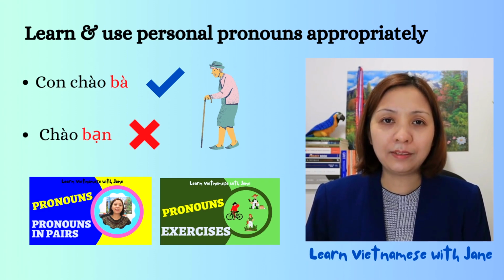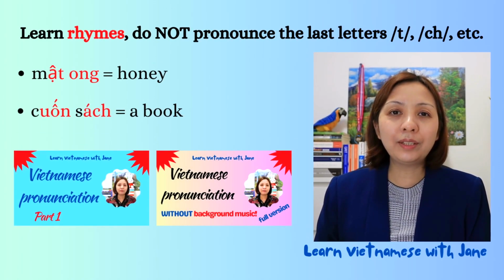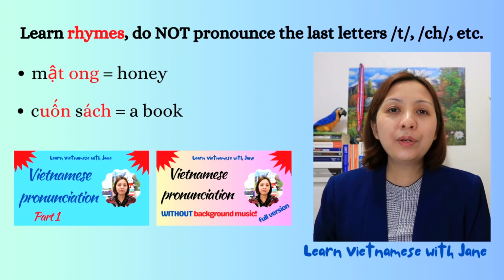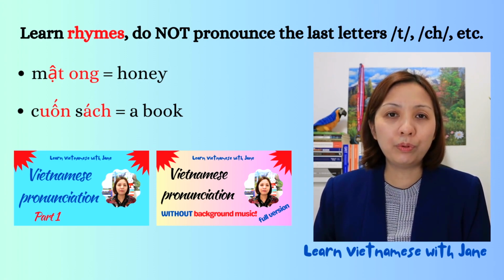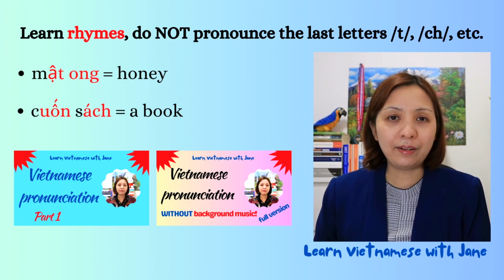Now let's take a look on pronunciation. So you know in English, we usually pronounce the last letter of a word. For example, the word book, I say book with the sound k at the end of the word. But in Vietnamese, we use rhymes which have no separate sound of the last letter.